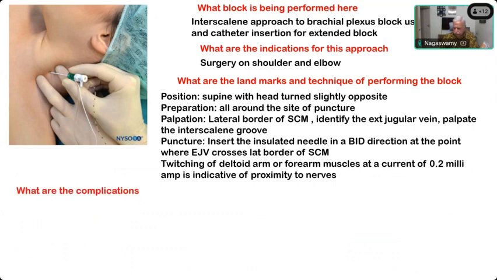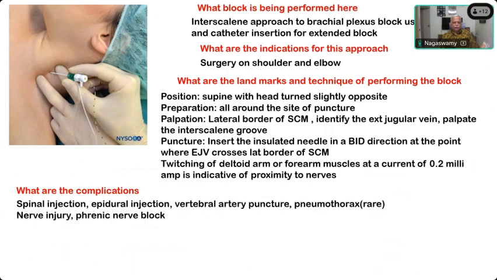What are the complications of this block? Pneumothorax, bleeding, hematoma formation, local anesthetic systemic toxicity, and phrenic nerve injury, sir. Can the block go intrathecally? Yes, sir. Spinal injection, epidural injection, vertebral artery puncture, artery injection. Yes, sir. Pneumothorax is quite rare in this block because the approach is higher. Nerve injury and phrenic nerve block.